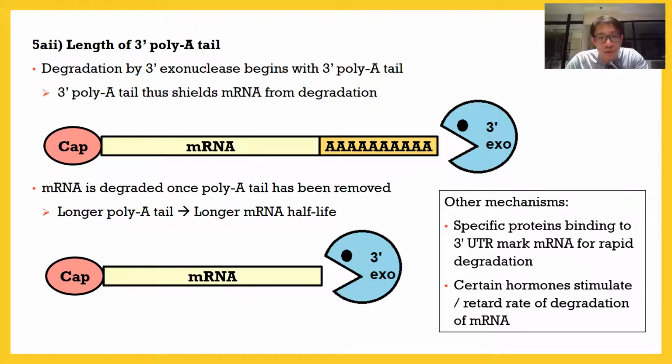Okay, so there are other mechanisms to control the length of the poly A tail as well. Certain hormones or certain enzymes can cut the poly A tail, and that would quicken the degradation of the poly A tail by the 3' exonuclease, and therefore the degradation of the mRNA. So that decreases the half-life of the mRNA. Some other proteins can also bind to the 3' UTR, the part of the mRNA downstream of the stop codon, and that marks the mRNA for rapid degradation as well. So these are other mechanisms that you may want to know, in case they come out in some of the examples or case studies in the exams.